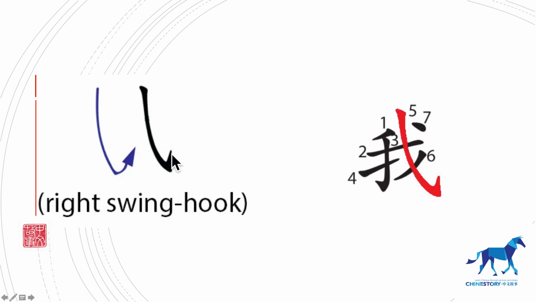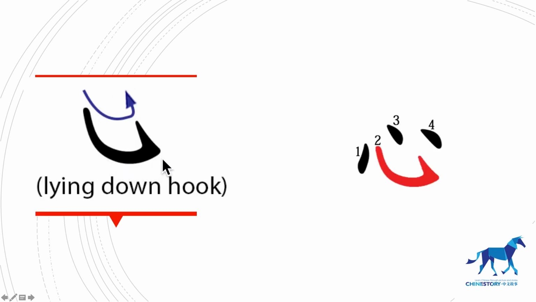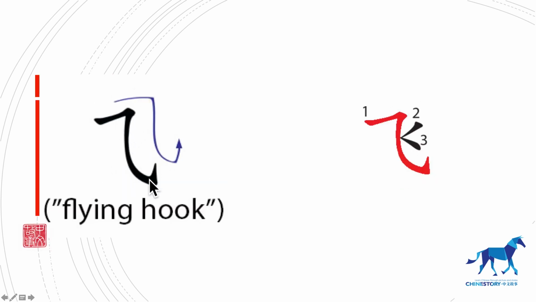Right swing hook. Warped hook. Lying down hook. Flying hook. Does it remind you of a hummingbird? Flying hook is my favorite. Which one is your favorite among the 24 cousins and distant relatives?